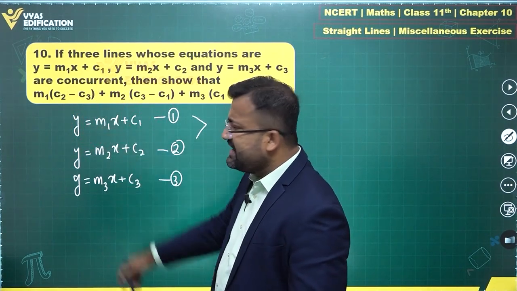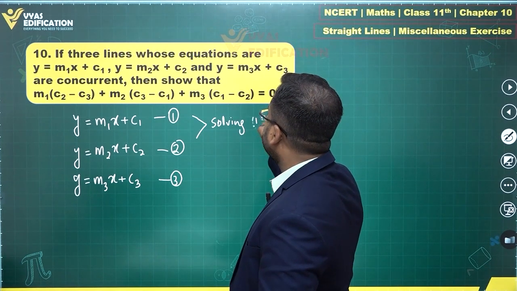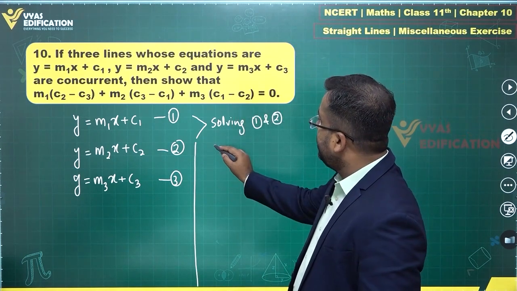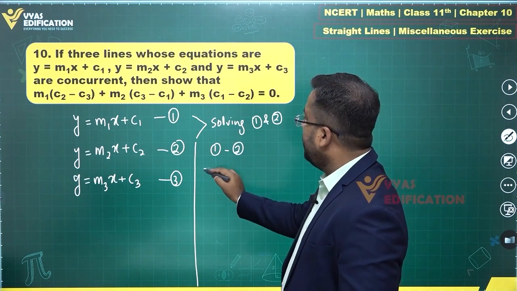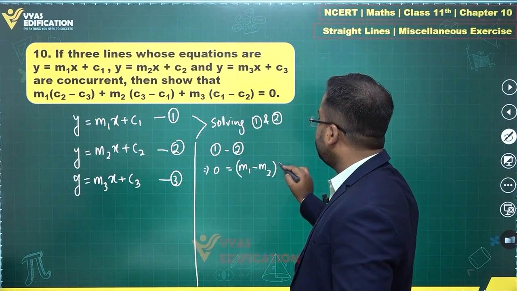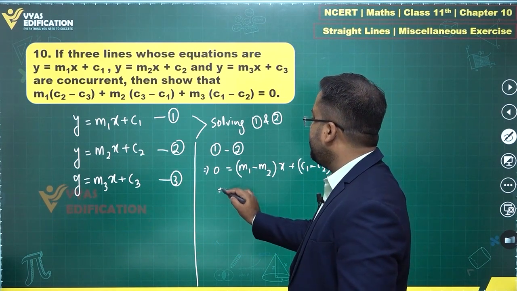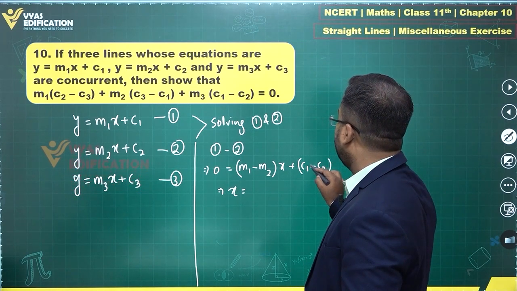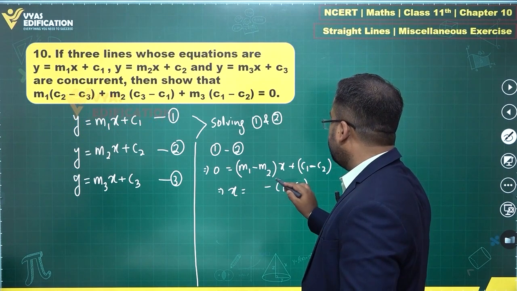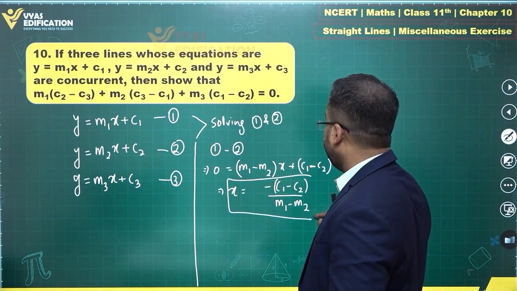Eliminating y is pretty simple. What we can do is solve 1 and 2. So I can simply subtract, and that tells me 0 equals (m1 minus m2) x plus c1 minus c2. This tells me x will be equal to minus (c1 minus c2) upon (m1 minus m2). This is the value of x that we have.